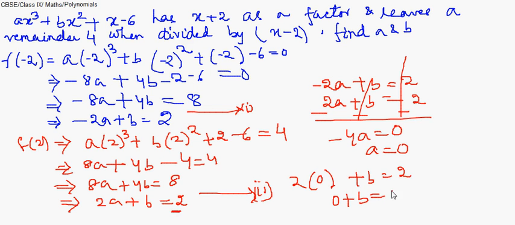So we were supposed to find out the values of a and b. a is 0 and b is 2.